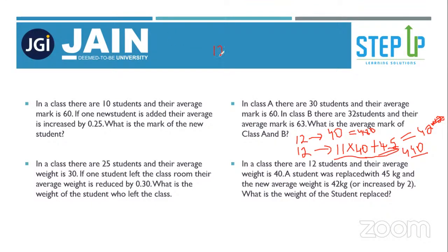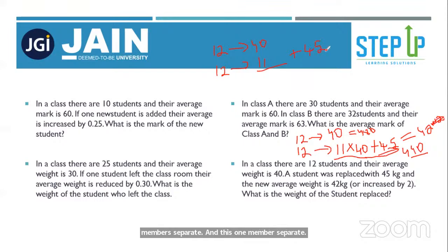See, 12 members, average is 40. Now, again, 12 members. In that, 11 members separate and this one member separate. So he is 45. And these 11 members could be 40, let's say. And this one member is 45. So now, because of that, the average is 42. But one member was removed and added. So here, I will take this value as x. The reason is, for the 11 members, I don't know for sure, because that weight could be more or less, we don't know. So we are taking him as x. Got it, right?